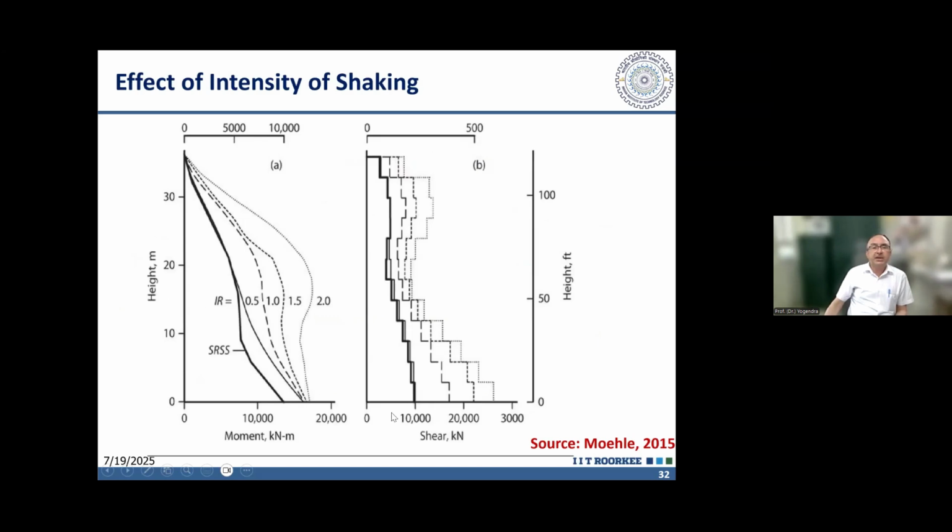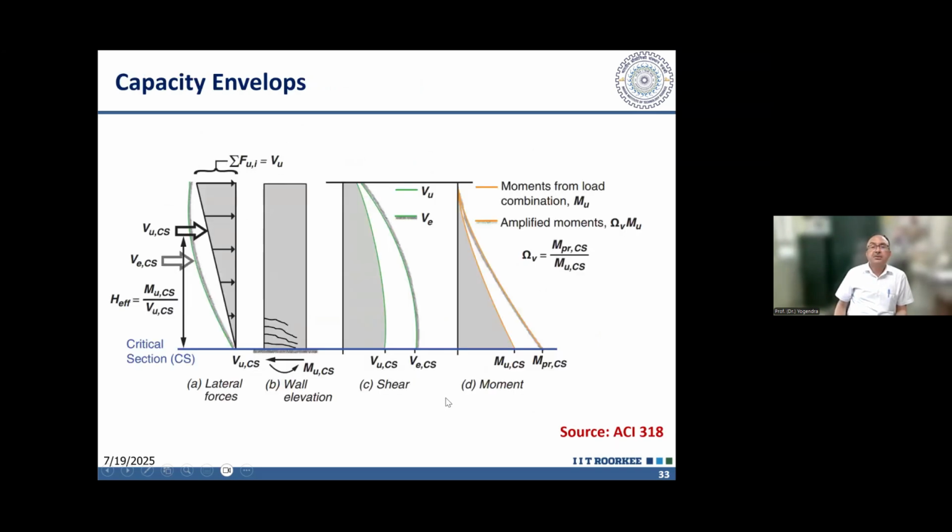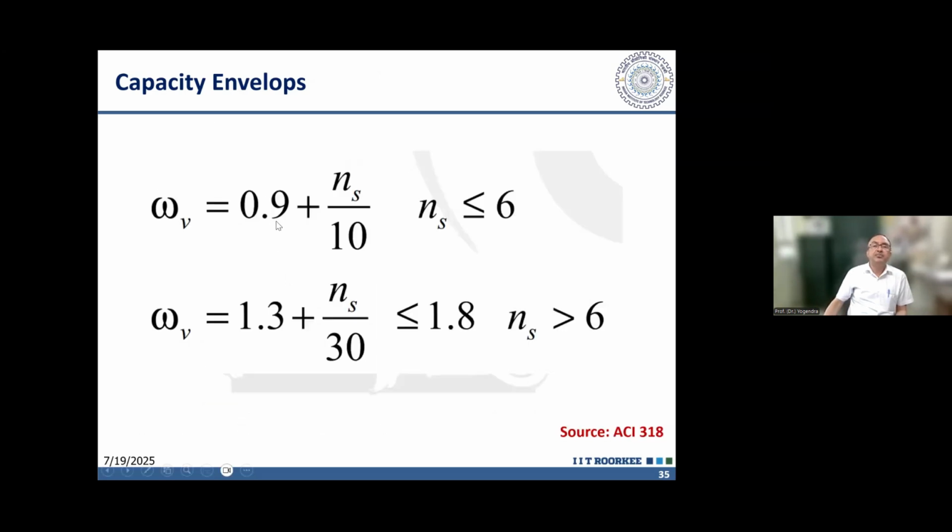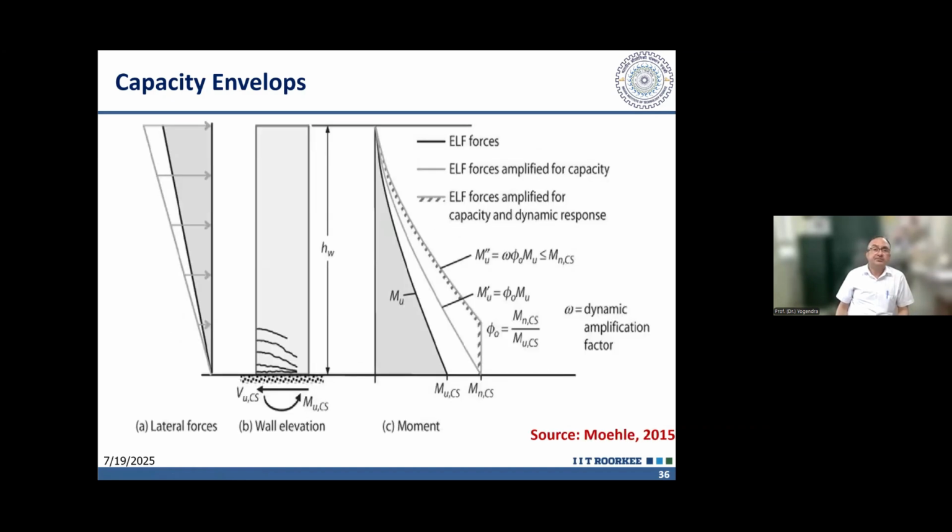So due to the change in the bending moment diagram, the shear force in the bottom portion increases. So that increase is taken into account by this small omega v, and the expression for this small omega v depends upon the number of stories. If the number of stories is less than 6, then this formula, usually we will be having number of stories greater than 6. So actually this formula will be there, and maximum value suggested is 1.8 and minimum value will be 1.3. So between 1.3 and 1.8, this is the dynamic amplification factor. So actual overstrength factor multiplied by dynamic amplification factor, that much amplification in shear force is to be done.